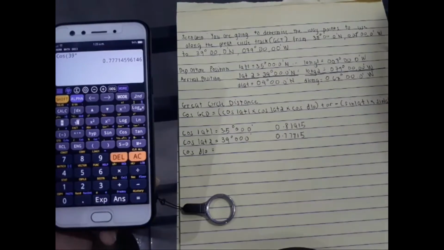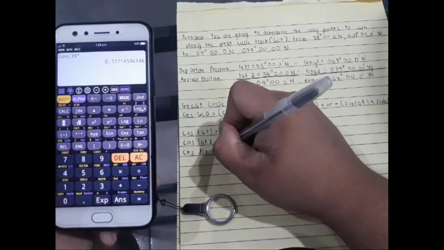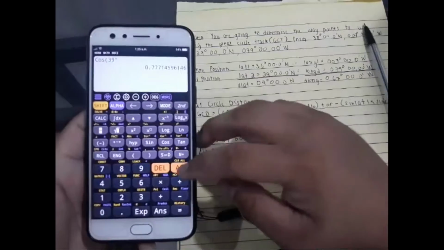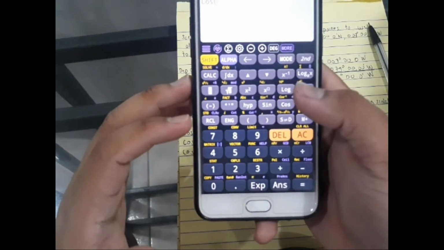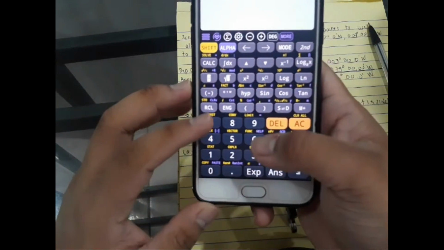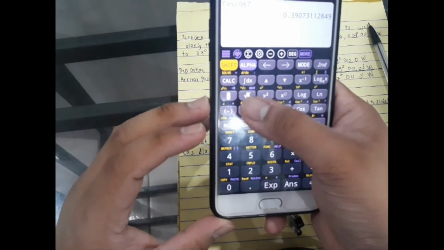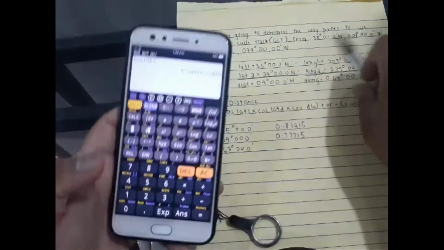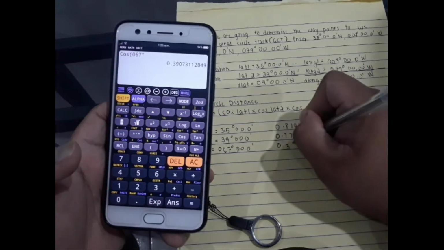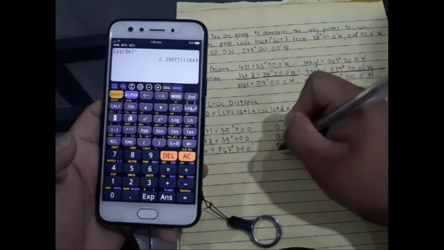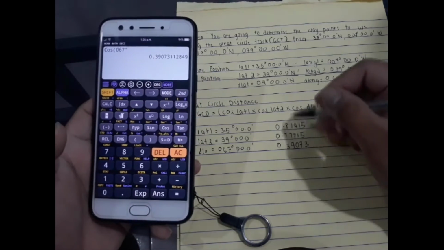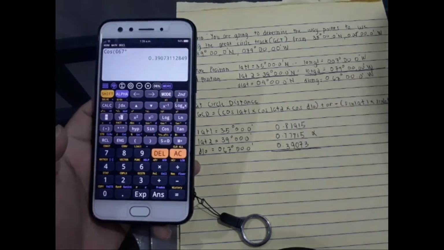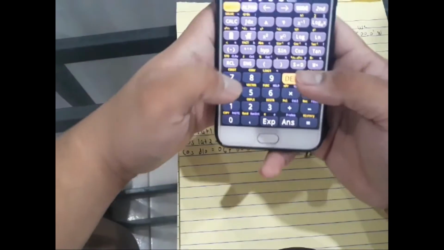Then we get the cos D long. Our cos D long is cos of 67 degrees. It's just the same: press cos and write 67 degrees. The answer is 0.39073. Once we have all of them, we need to multiply them.